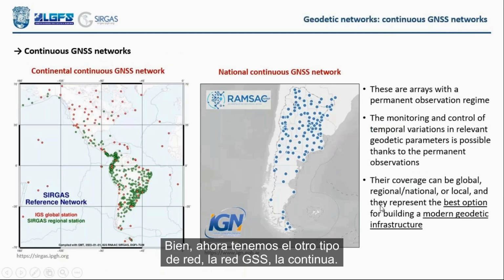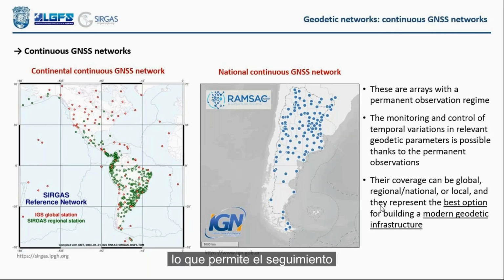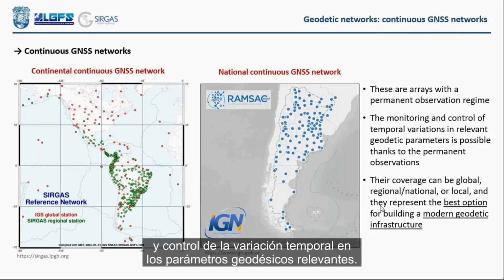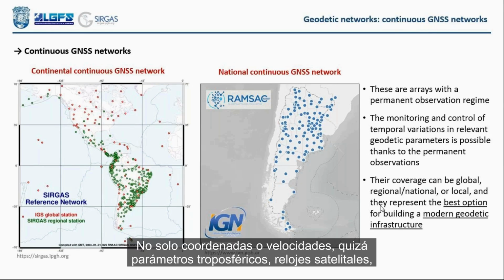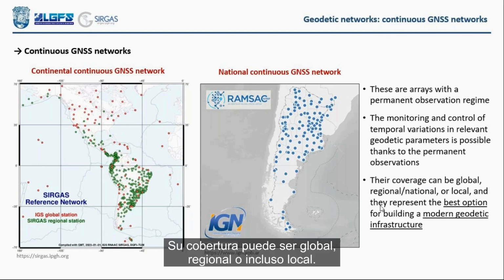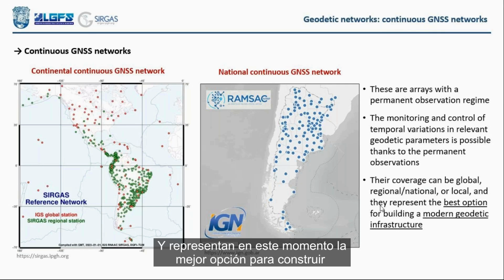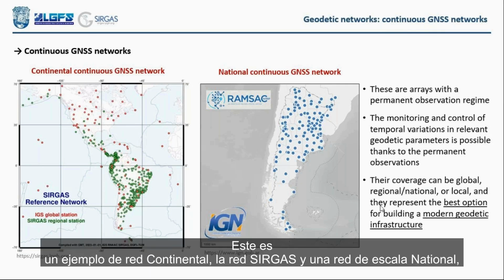Okay, we have now the other kind of network, the GNSS continuous network. In this case, these are arrayed with a permanent observation regime after its establishment, enabling the monitoring and control of temporal variation in relevant geodetic parameters, not only coordinates or velocities, maybe tropospheric parameters or satellite clock or station clock, whatever. Their coverage can be global, regional, or even local, and they represent right now the best option for building modern geodetic infrastructure. We have here in the slide an example of a continental one.